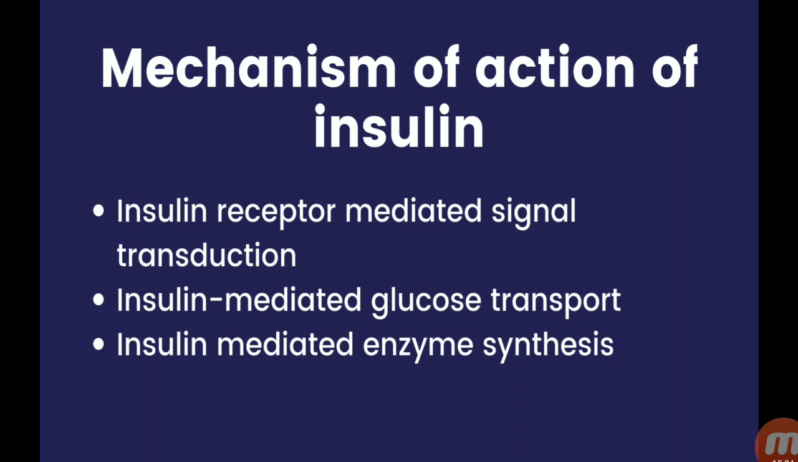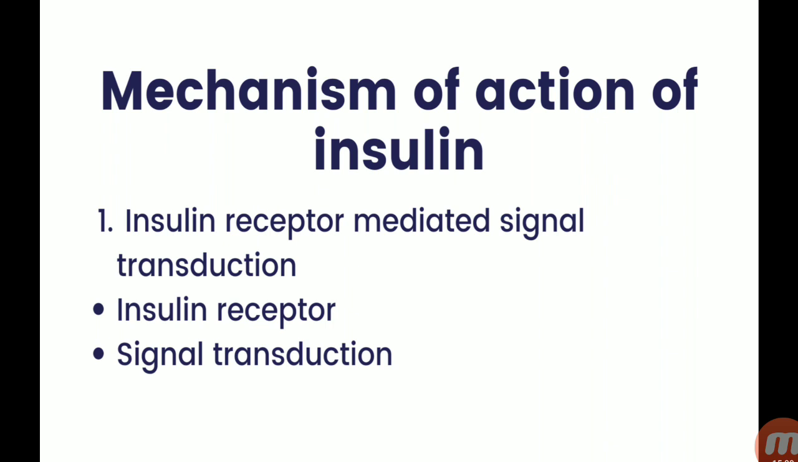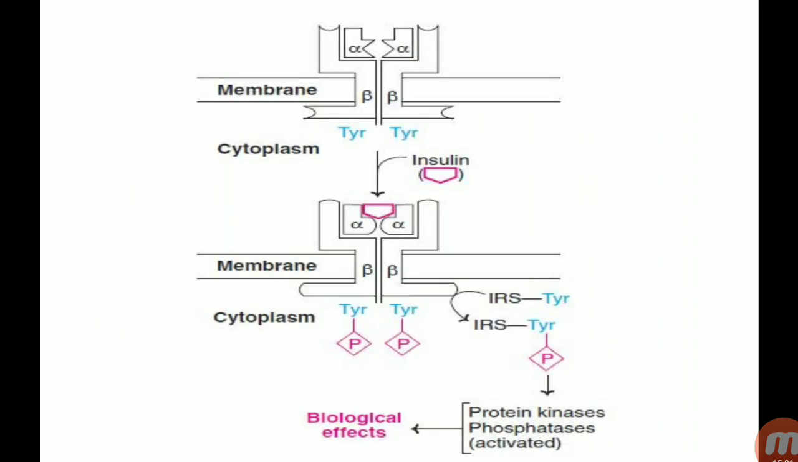Now we will look at the insulin receptor and mediated signal transduction. The first thing to know in signal transduction is a little bit about the insulin receptor. Once the insulin receptor is clear, you can understand the signal transduction. The insulin receptor, highlighted in yellow on the screen, has four subunits of two types: alpha and beta. There are two alpha subunits and two beta subunits, held together by disulfide linkages.